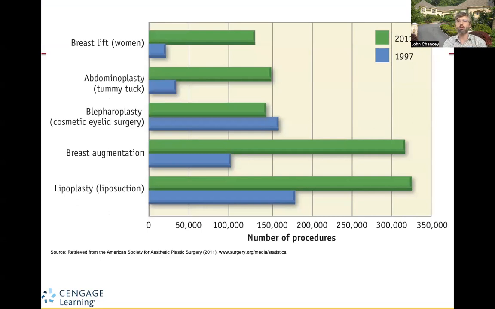But if we were ever doubting whether or not physical appearance matters, look at the data. I think the blue bar is 1997, the green bar is 2011. So it's obviously a little out of date, but we can see growth in every single one of these plastic surgery procedures intended to alter the physical body, especially to meet certain aesthetics of beauty, like thinness. They have only increased. Obviously this goes to 2011. I don't know what the data is currently, but my guess is it's probably continuing to go up.